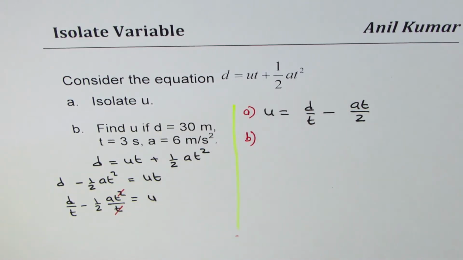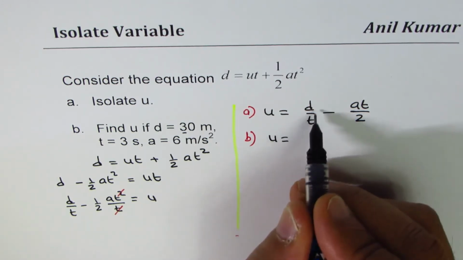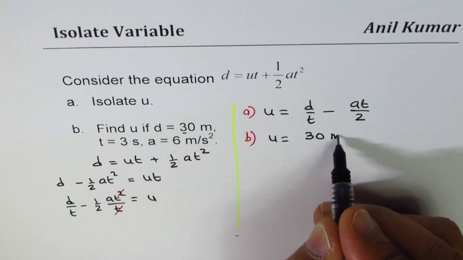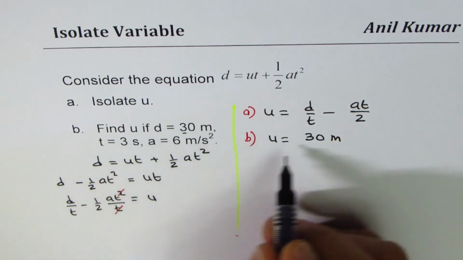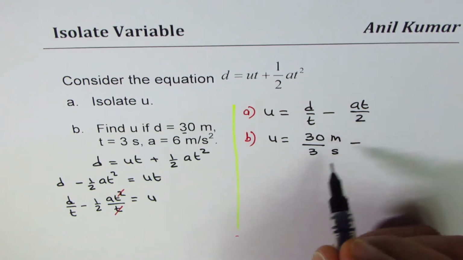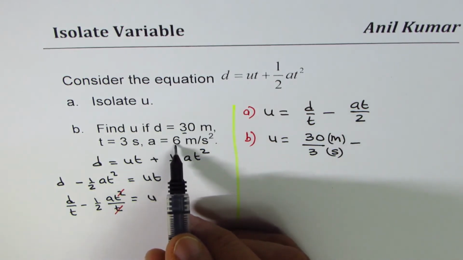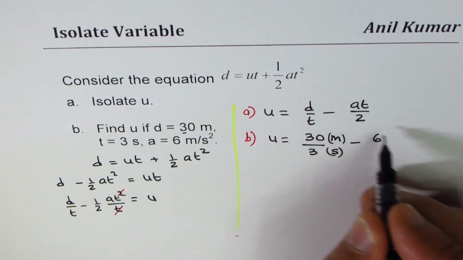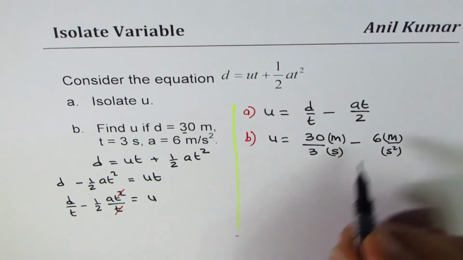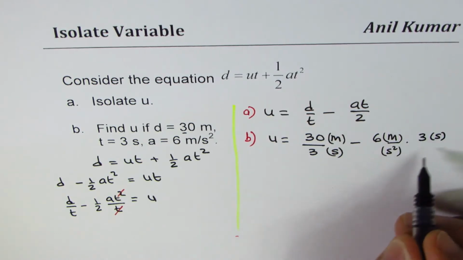Now part B: we are given d as 30, so we'll replace d with 30. So u equals 30. Let's consider units, meters. Okay. Time, t is 3 seconds. 3 seconds minus. So let's write down times, brackets, units. A, 6 meters per second square. Time, t, 3 seconds.